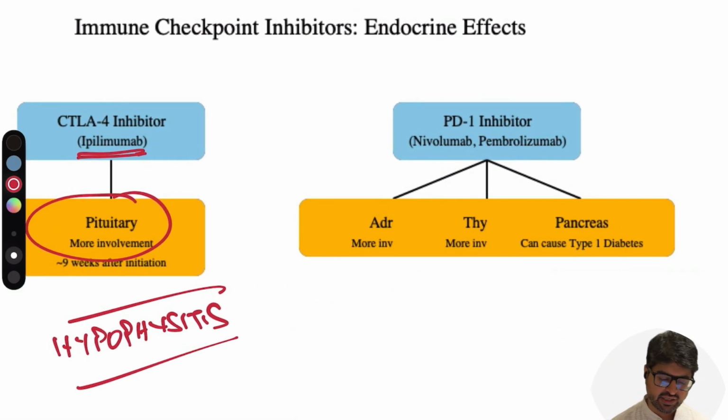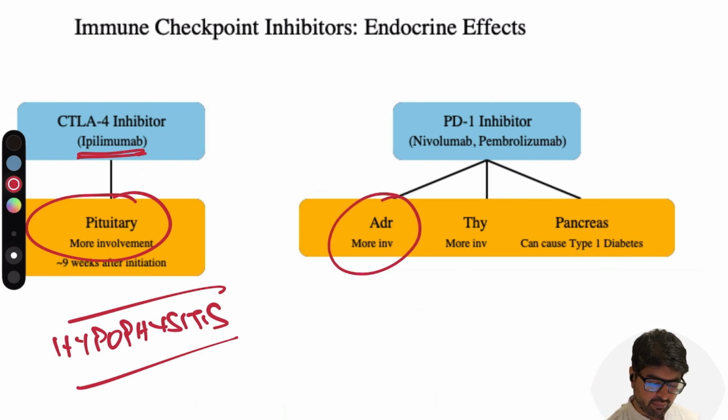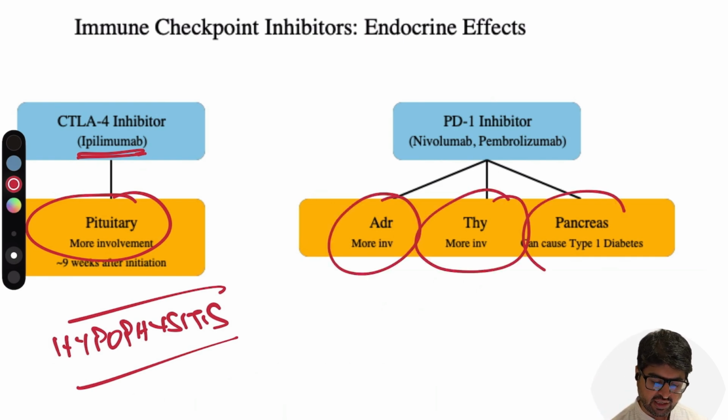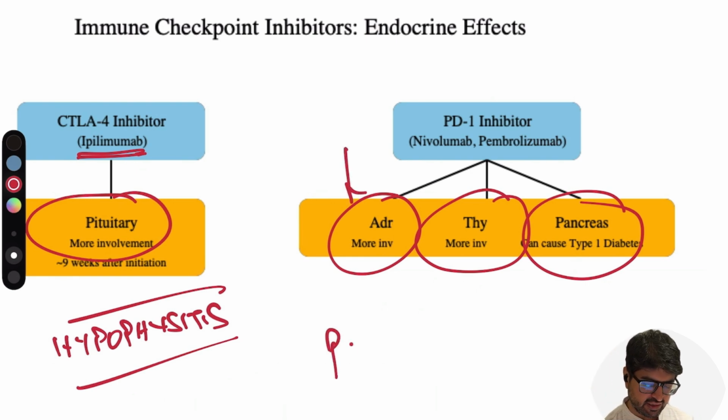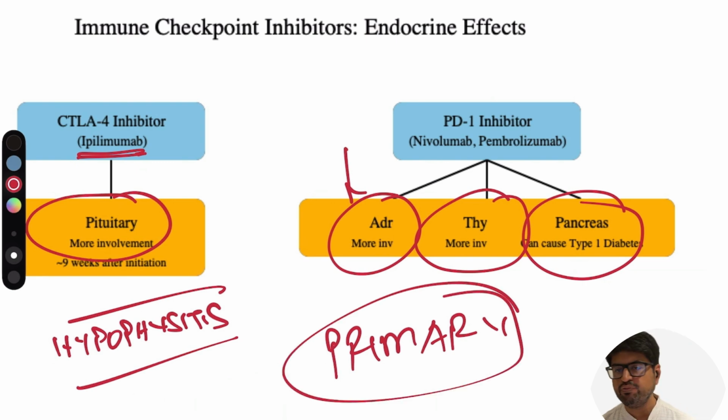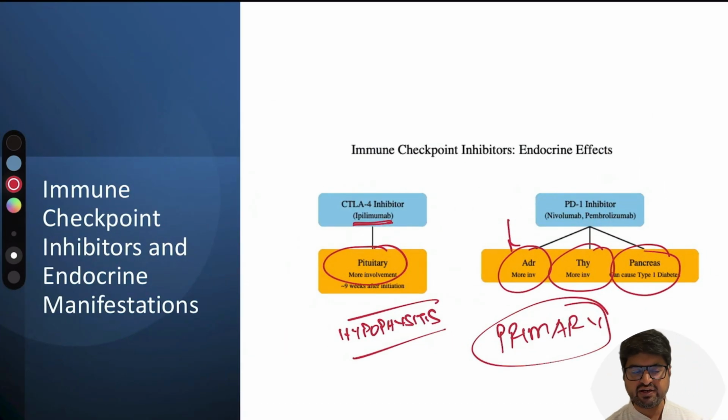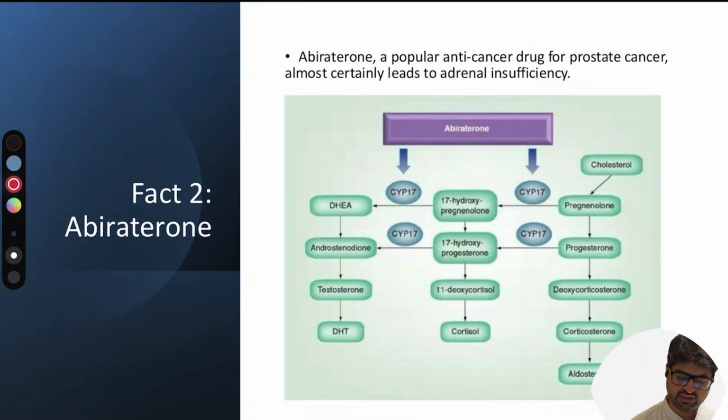And the PD-1 inhibitors like nivolumab, which are very popular in India, can directly lead to adrenal involvement. Sometimes they can lead to thyroid involvement also, and can lead to pancreas involvement and type 1 diabetes also. But they can lead to primary adrenal insufficiency, so they can directly involve the adrenal gland. We had a couple of patients with these type of things as well. In fact, we had a lot of patients on immune checkpoint inhibitors leading to adrenal insufficiency.